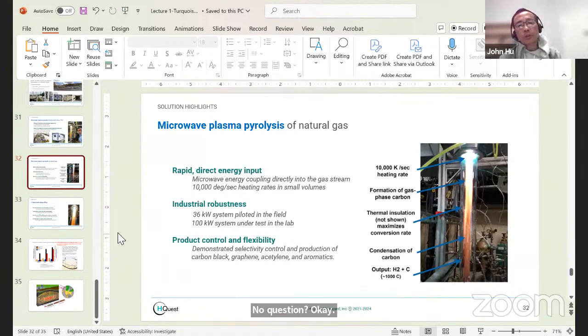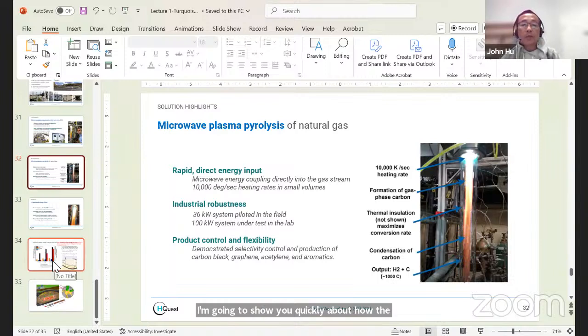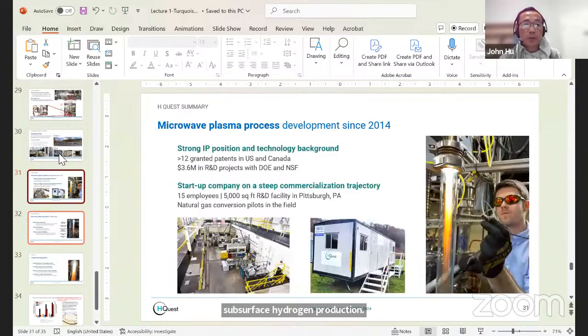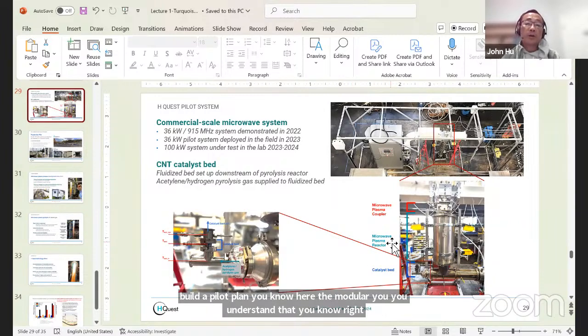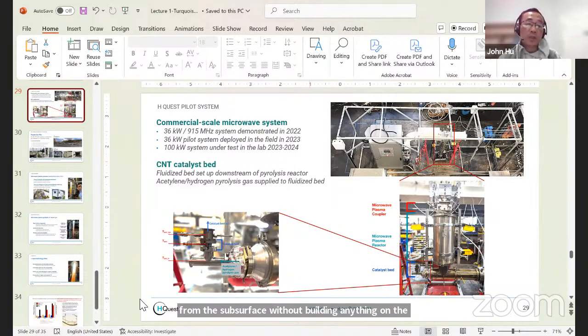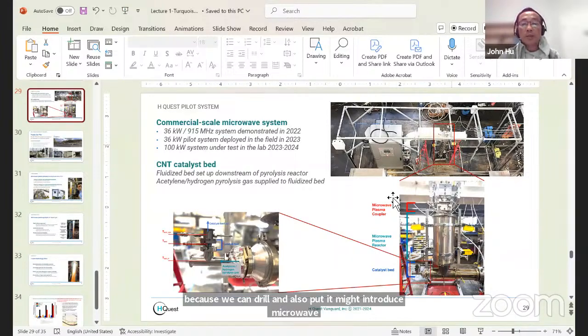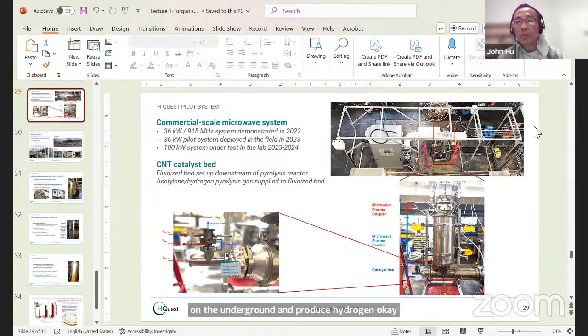So since you are not familiar with the shale gas, I'm going to show you quickly how shale gas drilling works. Then I will tell you, this is more like subsurface hydrogen production. We built a pilot plant here, the modular. You understand that, right? But we can also produce hydrogen from the subsurface without building anything on the ground. That's called subsurface hydrogen production, largely because we can drill and also introduce microwave underground and produce hydrogen. Okay, so I think we have probably 10 to 15 minutes.